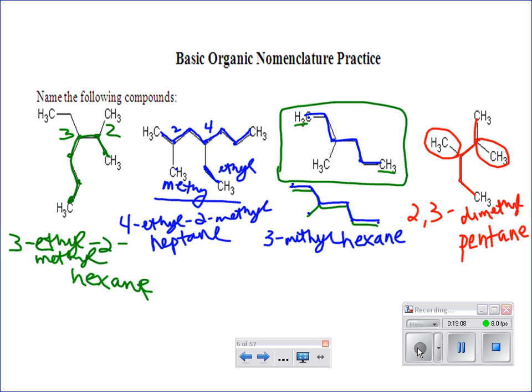Now, if groups can hang off the same carbon, technically this could be moved over to here. If that's the case, you'd say 3,3-dimethyl. Because if you see di, you need 2 numbers. If you see tri, you need 3 numbers.